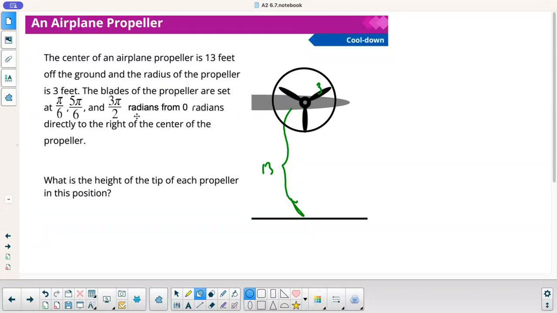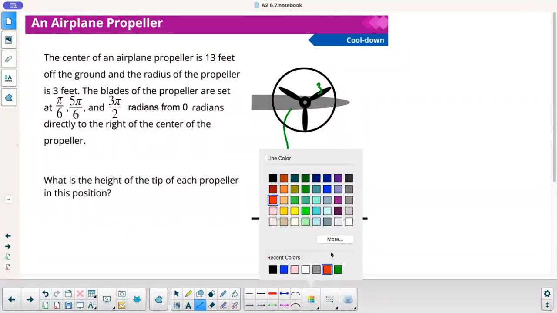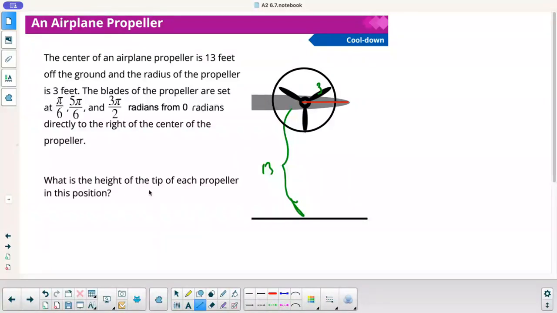The blades of the propeller are set to pi over 6, 5 pi over 6, and 3 pi over 2 radians from 0 radians directly to the right. So directly to the right would be right there. What's the height of the tip of each propeller in this position?